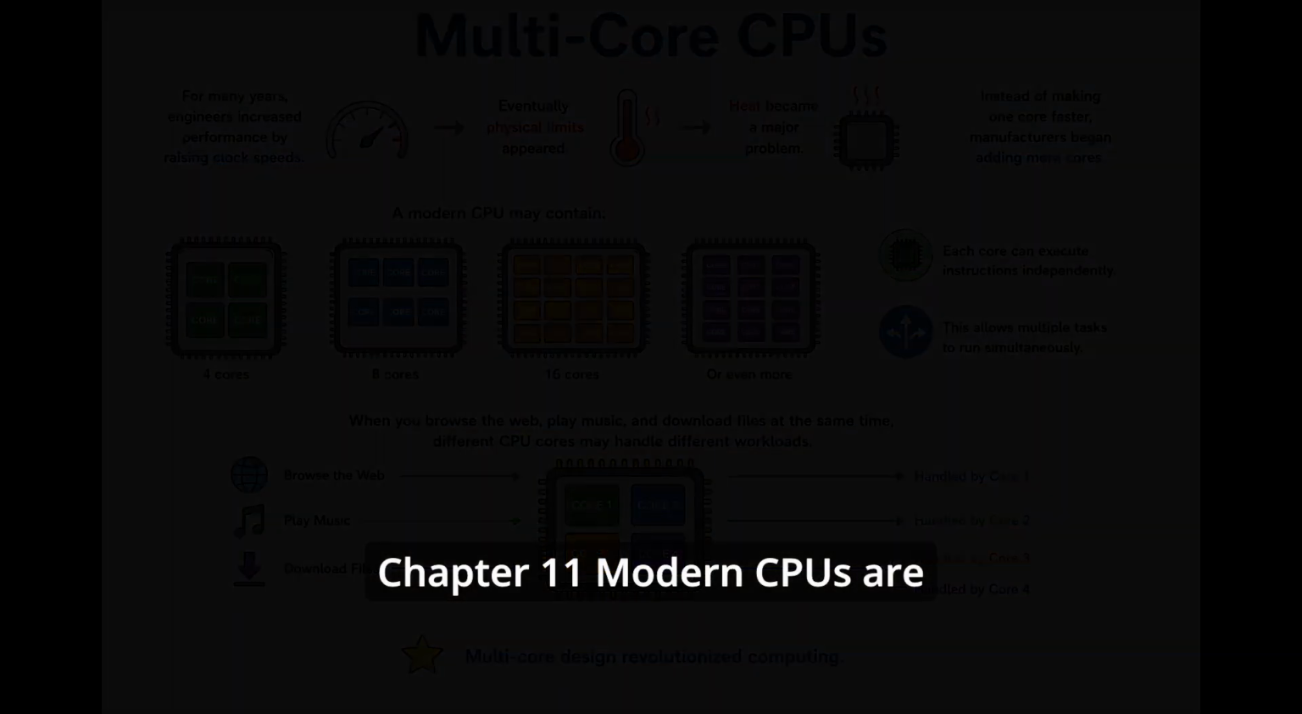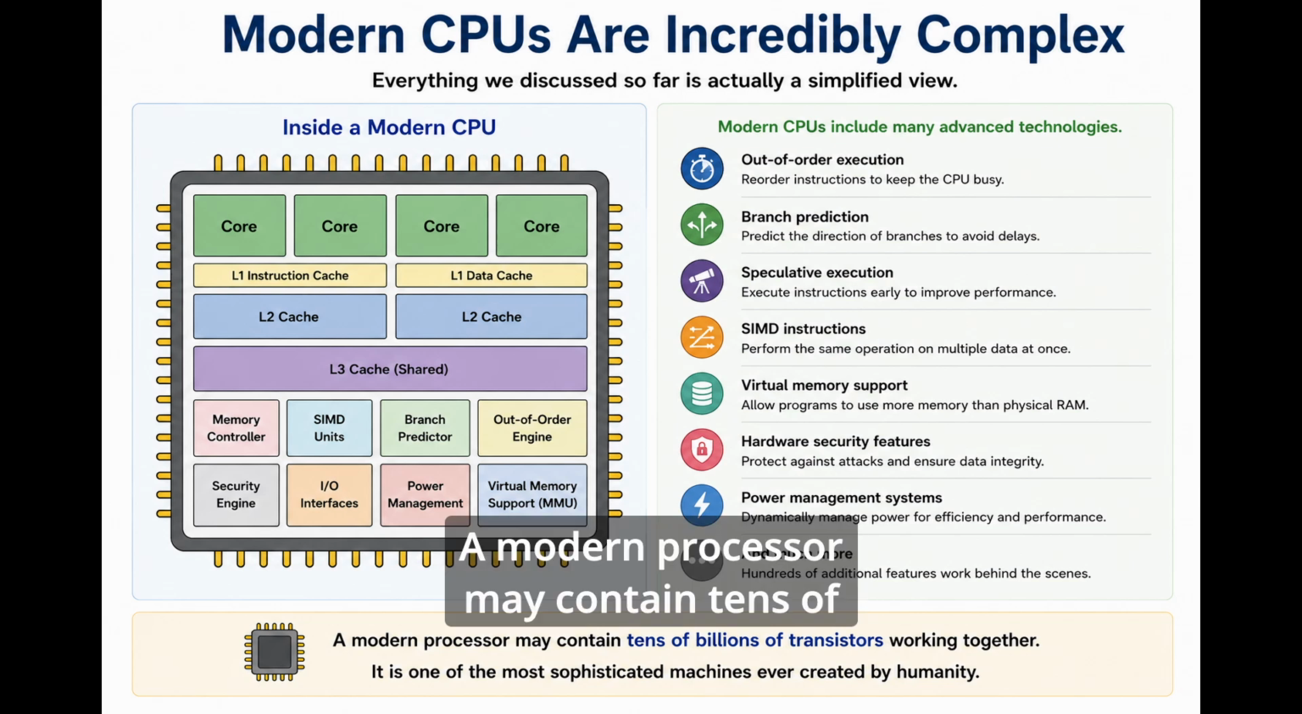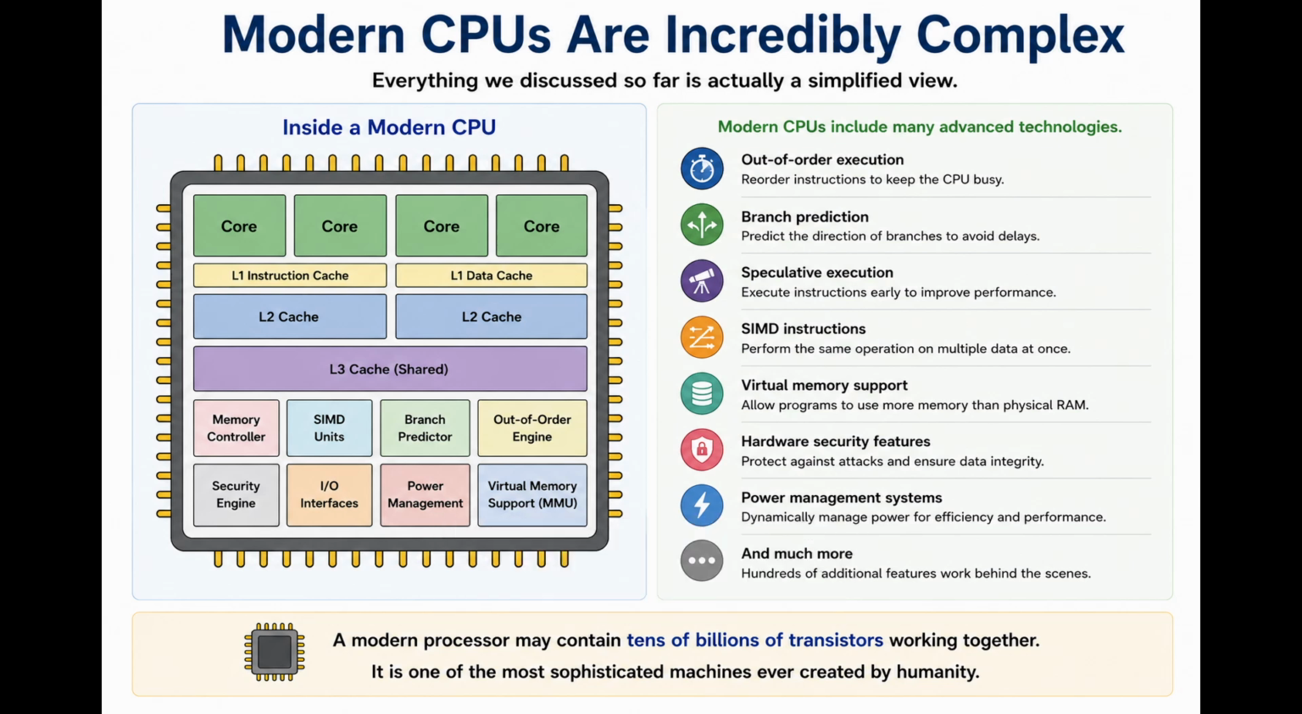Chapter 11. Modern CPUs are incredibly complex. Everything we discussed so far is actually a simplified view. Modern CPUs include many advanced technologies: out-of-order execution, branch prediction, speculative execution, SIMD instructions, virtual memory support, hardware security features, power management systems, and much more. A modern processor may contain tens of billions of transistors working together. It is one of the most sophisticated machines ever created by humanity.